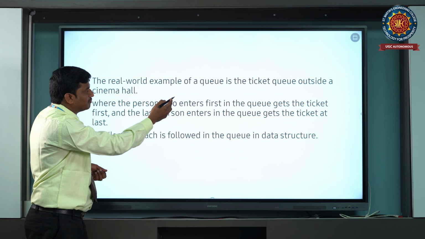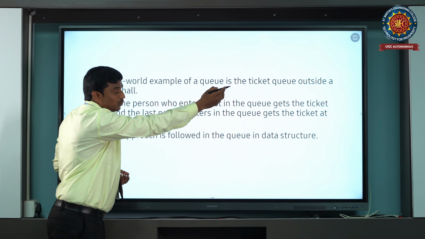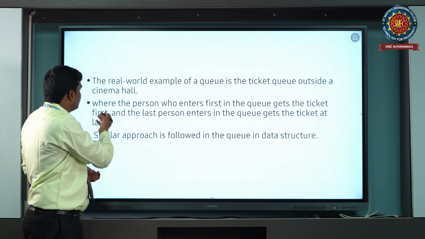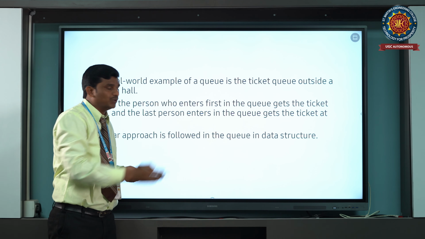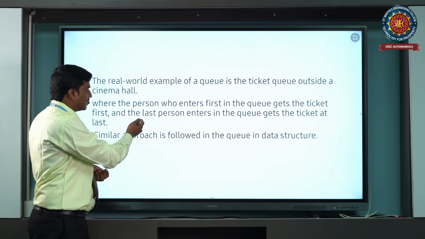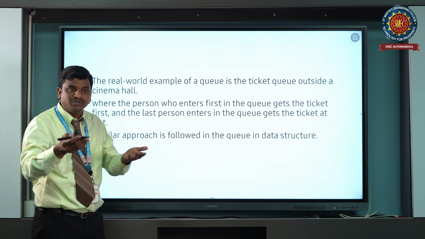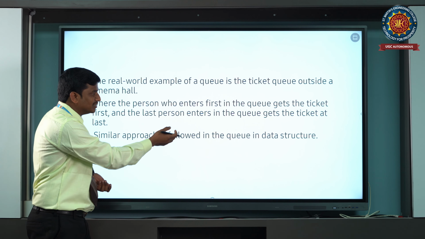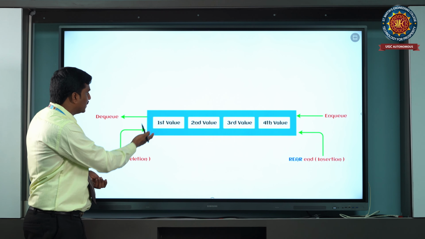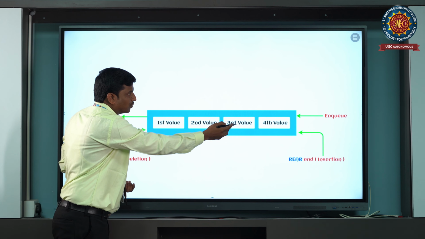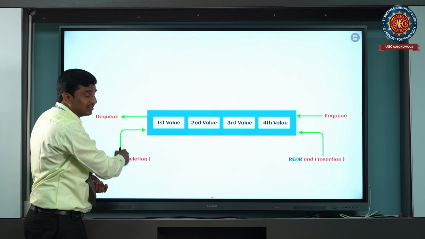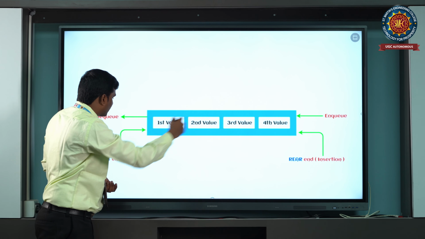The real-world example for the queue is the ticket queue outside a cinema hall, where the person who enters the queue first gets the first ticket, and the last person to enter gets the last ticket. We follow a similar approach here: first, second, third, fourth. Enqueue, dequeue, deleting from the front, inserting at the rear.